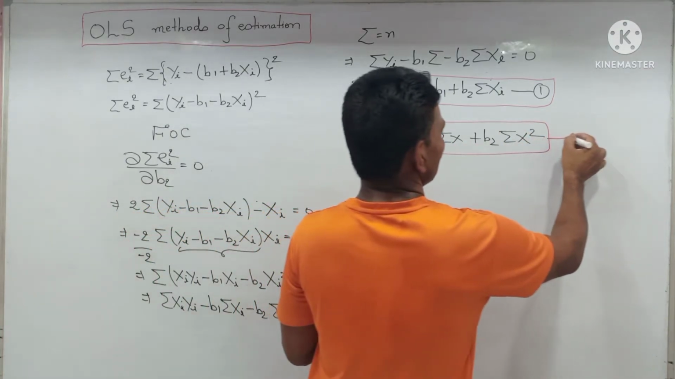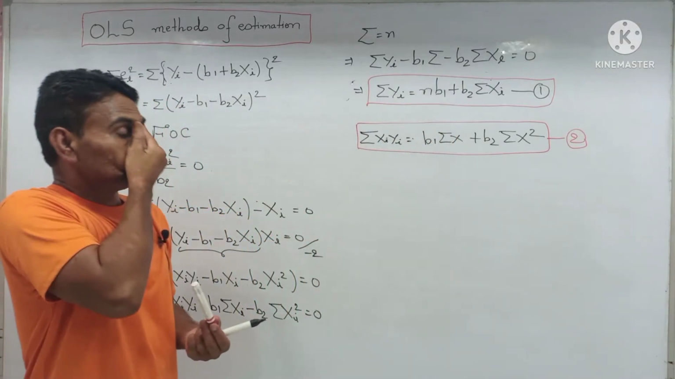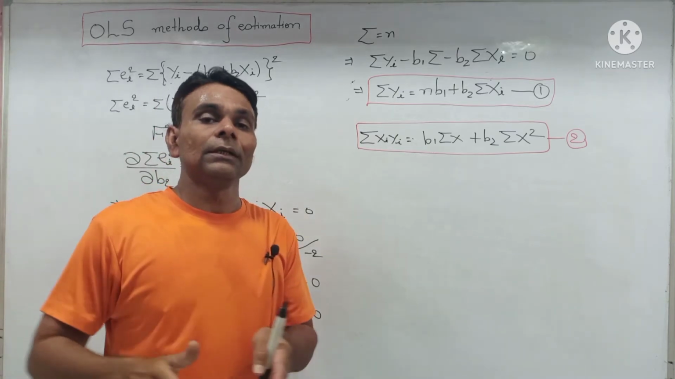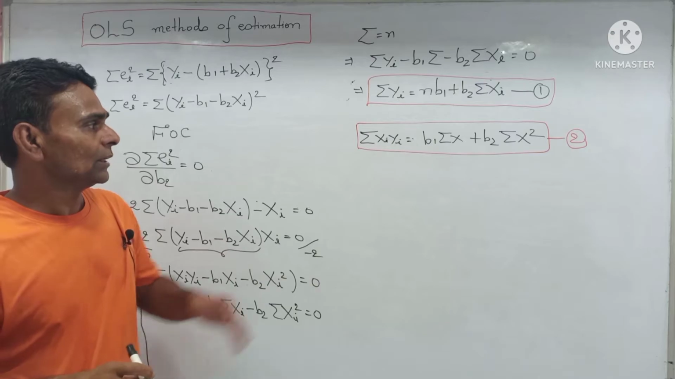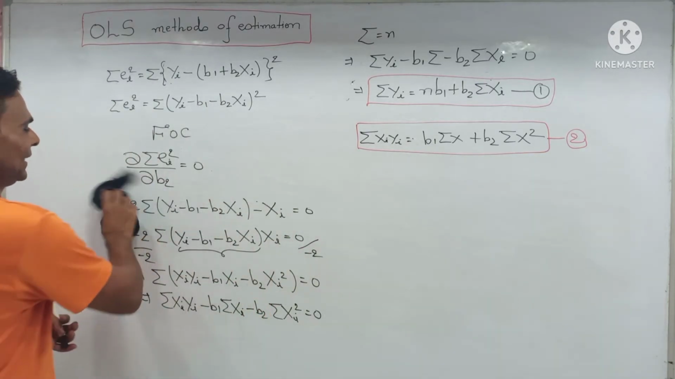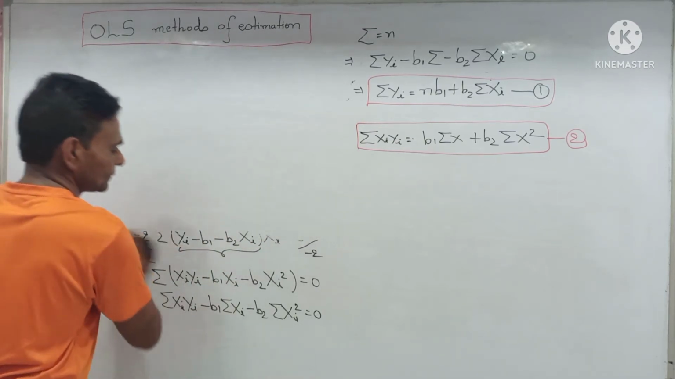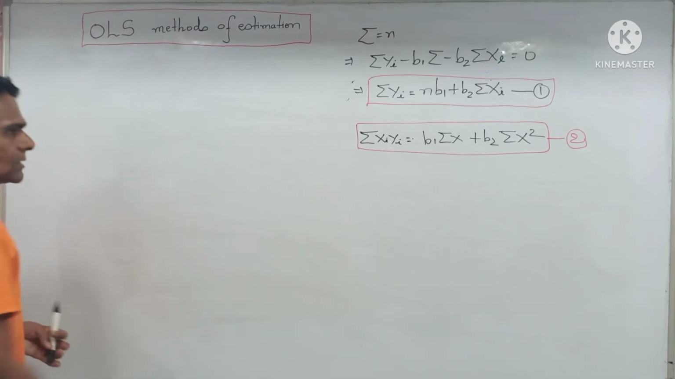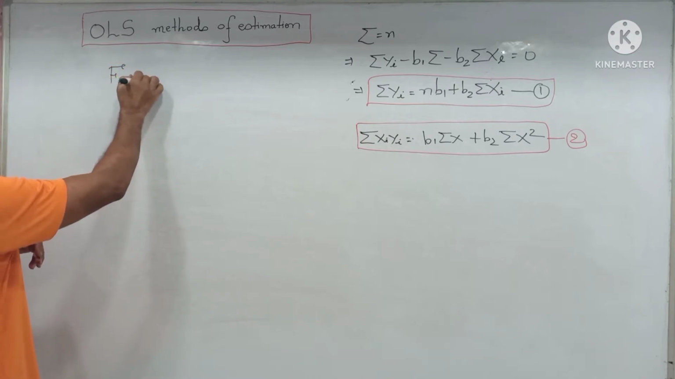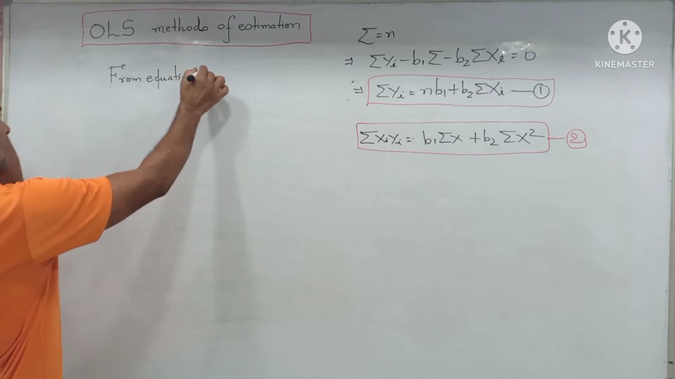These are called the normal equations. Now we need to estimate the parameters of the regression model. We need to get the values of b1 and b2. First, from equation 1, we are going to get the value of b1 and b2.